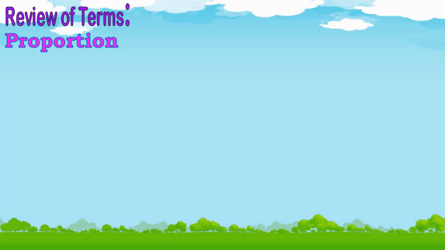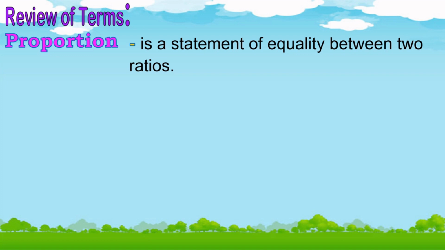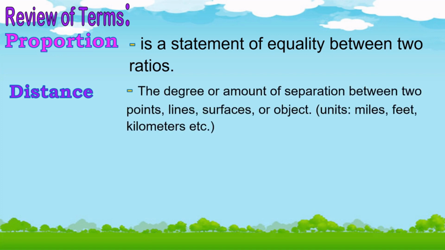Okay, so before we start, let's have a review of terms. We have proportion. What is a proportion? A proportion is a statement of equality between two ratios. Distance. Distance is the degree or amount of separation between 2 points, lines, surfaces, or object. So we use units as miles, feet, kilometers, and etc.